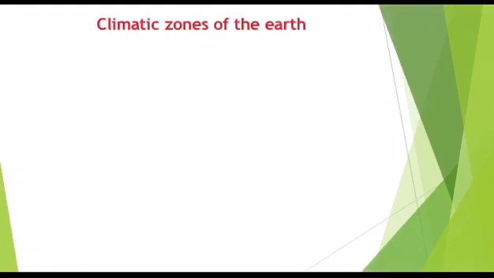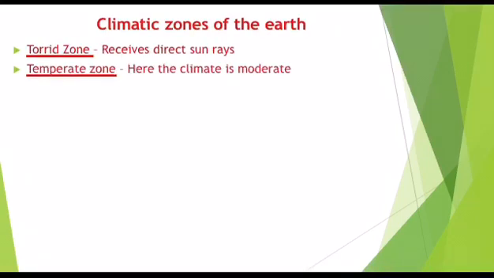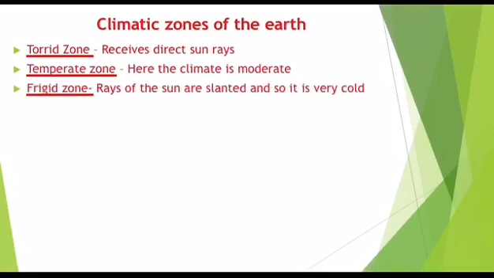Climatic zones of the earth. Torrid Zone. This zone receives direct sun rays. Temperate Zone. Here the climate is moderate. Frigid Zone, when you talk about it, rays of the sun are slanted and so it is very cold over here.